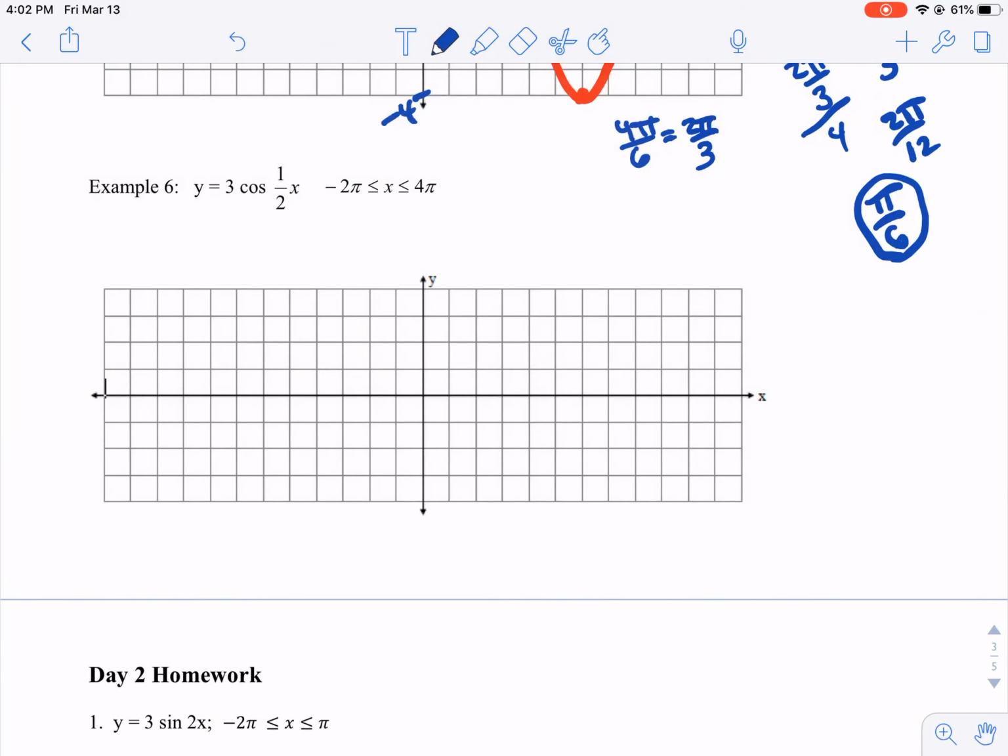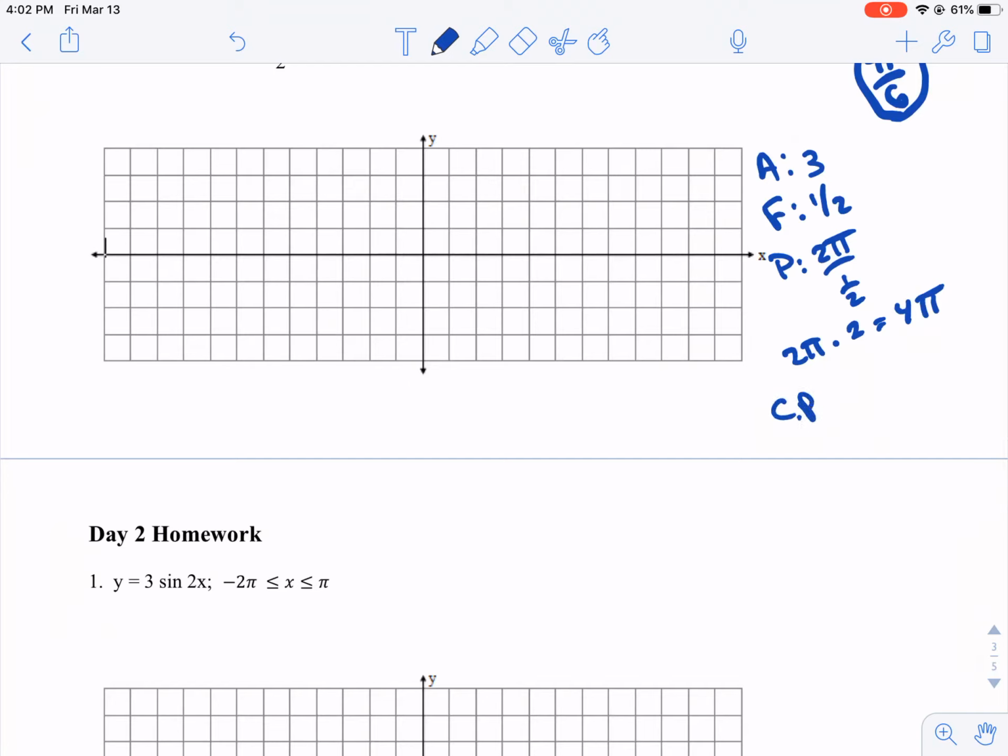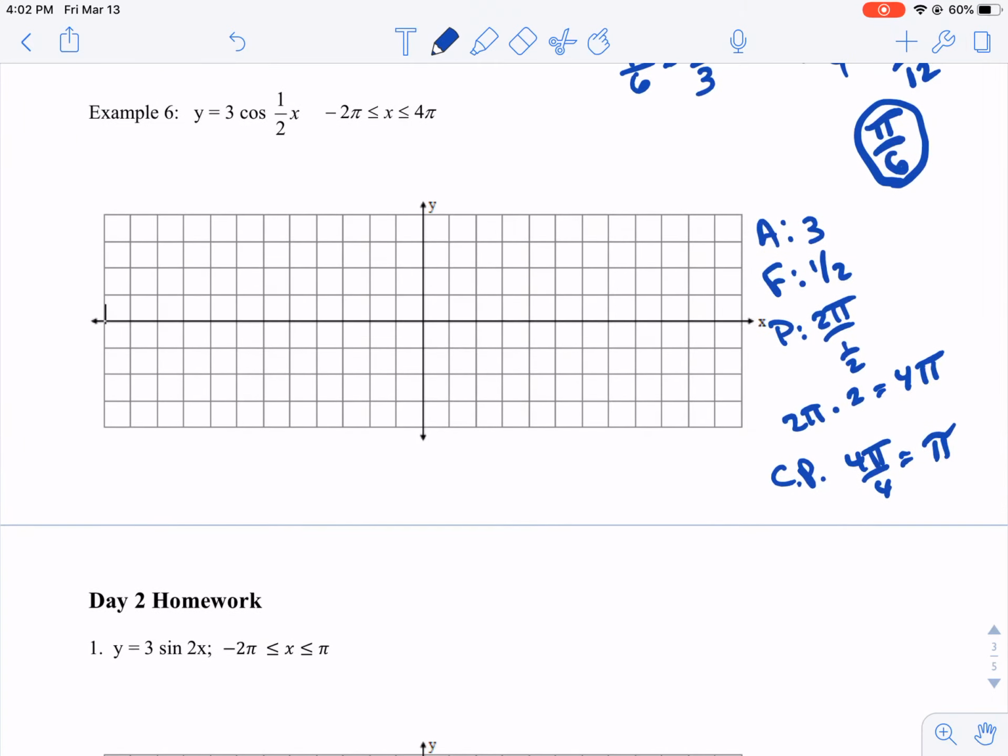Example 6. Amplitude is 3. Frequency is 1/2. Period is 2 pi divided by frequency. Keep it, change it, flip it, 4 pi. Critical points, take your period and divide it into 4 parts. So that means we're counting on the x-axis by pi. All right, so my amplitude's 3. And I only have to go to 4 pi, so I can skip 1 pi, 2 pi, 3 pi, 4 pi. So that should cover me for 1 full cosine curve since my period's 4 pi.